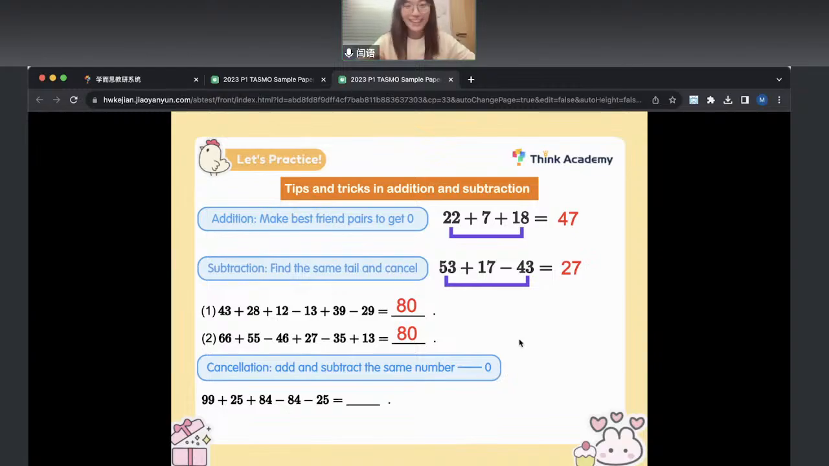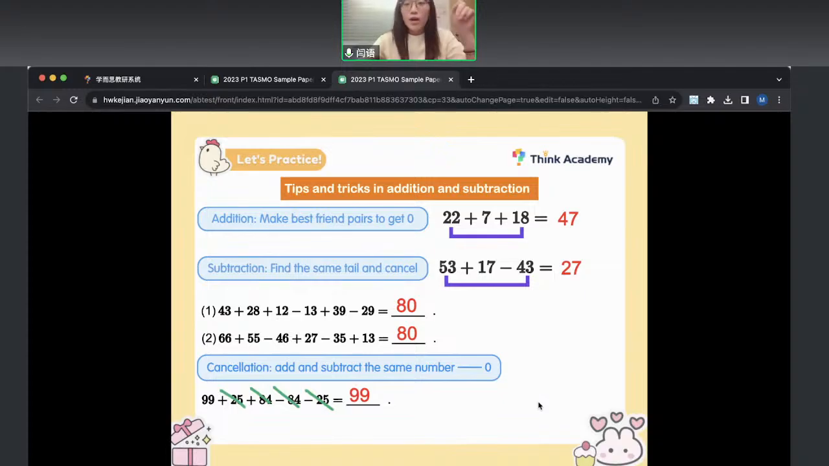I think this is super easy, right? Most students can answer it within 3 seconds, right? Super easy. Plus 25 and then minus 25. Okay, cancel. And what about the plus 84 minus 84? Also cancel. So now you see for the final answer, that is 99, right? Okay, so here you see this is the first tips and tricks I want to share with you.